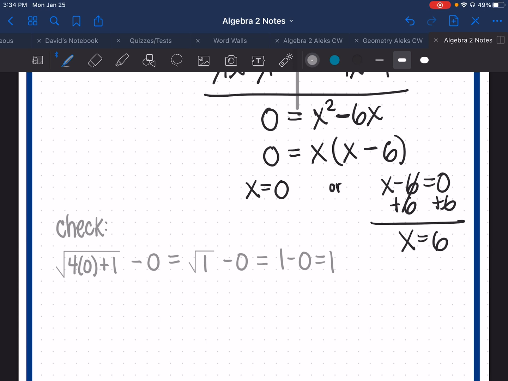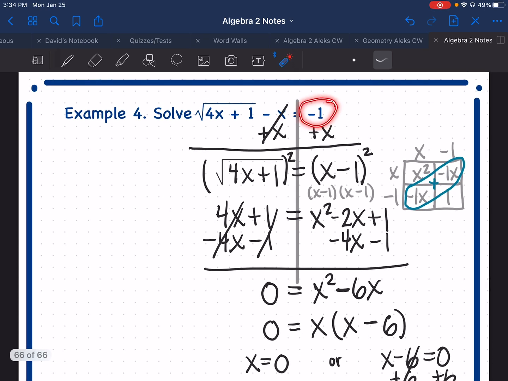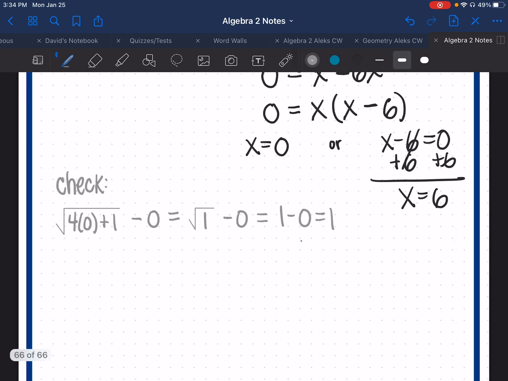Let's go back up and look, because I forgot what it was equal to. Oh, look, I needed negative 1. This is not a solution. This is what we would call extraneous. Let me spell it right. I would not put this into Alex.